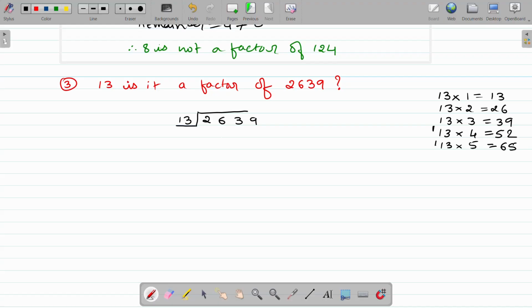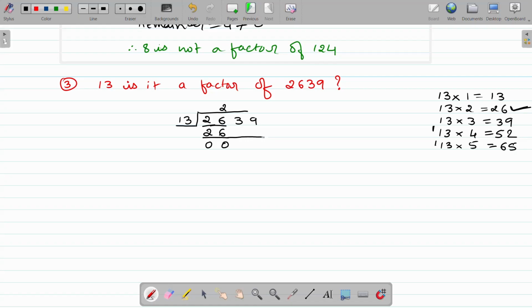So now first, if you look at that number, the first digit is 2, which is smaller than 13. So we can't divide. So I will take the first two digits. If I take the first two digits, the number will become 26. 13 twos are 26, so I will write the 2 above the 6, because we should know that we have not divided the first digit, which is smaller than the divisor. Because of that I write 13 twos above the second digit, that is above the 6, and we got the number as 26. After subtracting 26 and 26, we got the remainder as 0. First remainder we got 0.